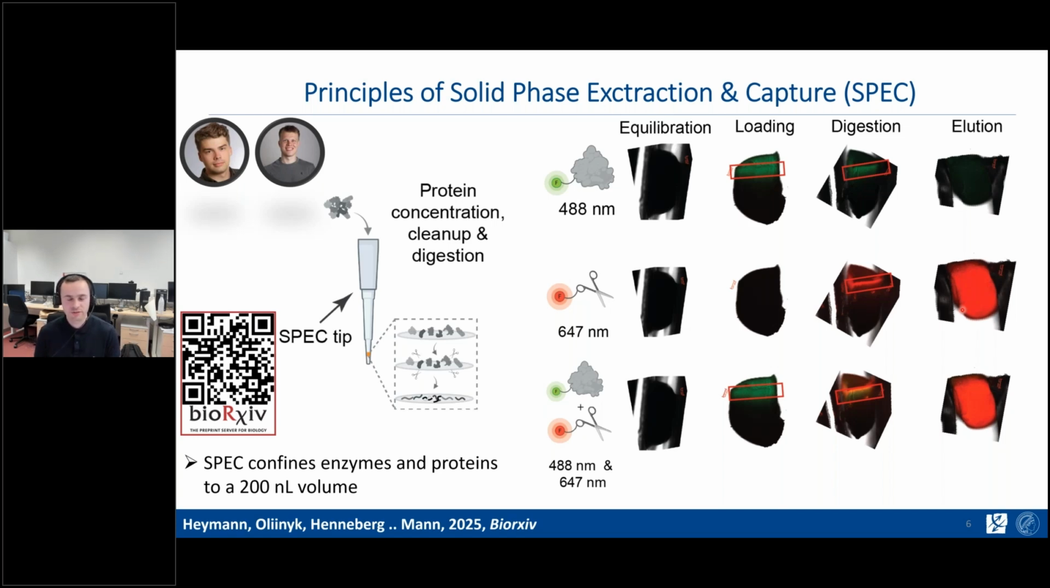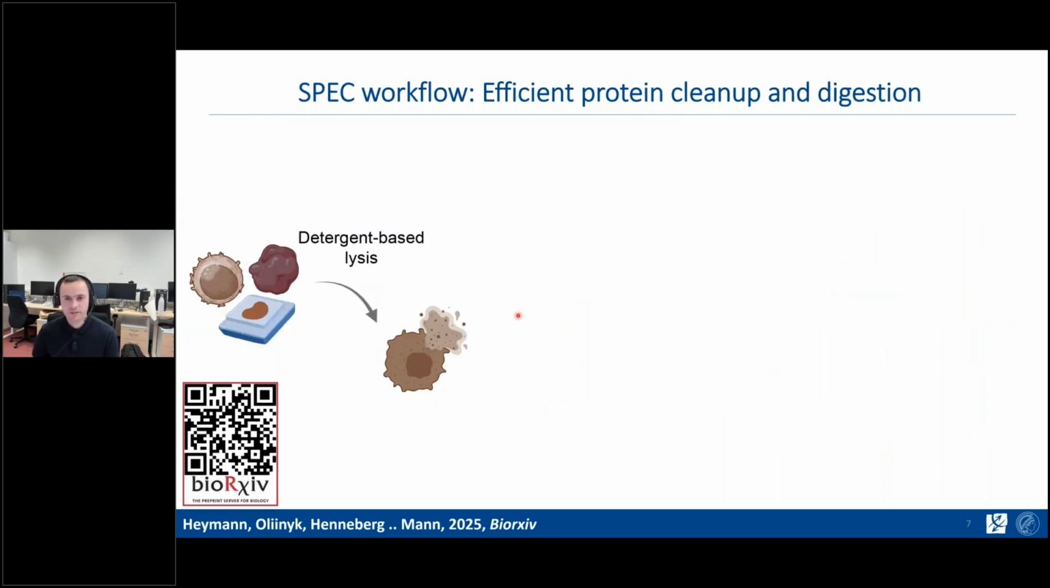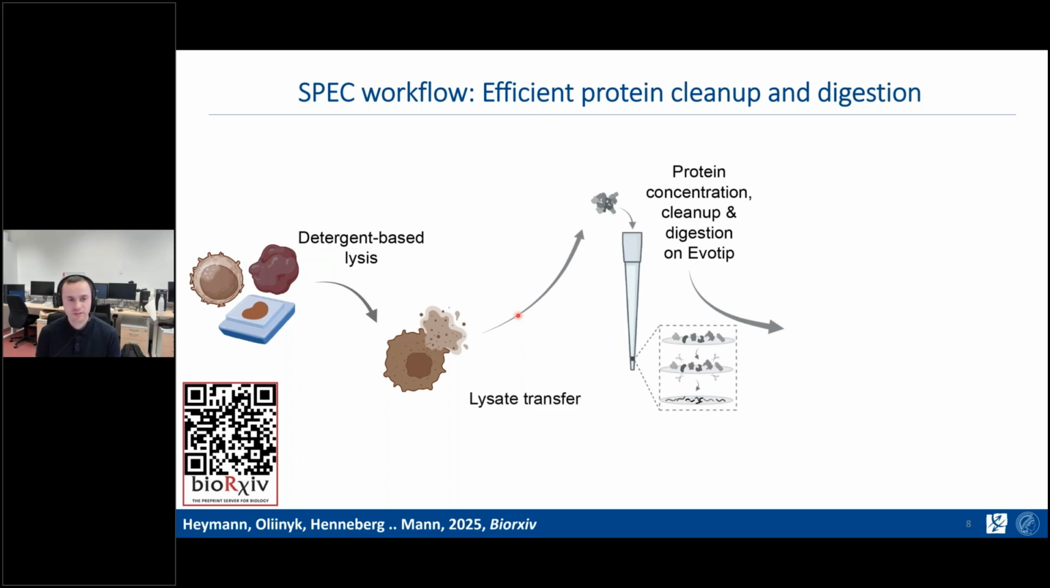So the take-home message here is that the SPEC tips confine enzymes and proteins in a volume of around 200 nanoliters, regardless of what the initial volume was, allowing us to handle very small volumes efficiently and at high speed. Since we can do this protein cleanup, the entire workflow is based on detergent-based lysis of whatever the sample is, which then gets transferred into a SPEC tip. In the easiest scenario, this is just a C18 Evotip. Even if you use 2% SDS or 2% SDC, you can wash it away with around 50% organic, at least to the point that it doesn't harm the column and the chromatography afterwards.